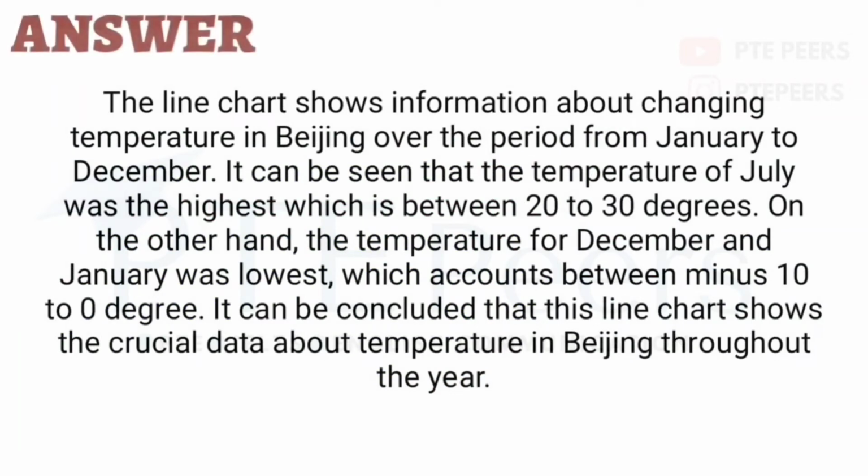The line chart shows information about changing temperature in Beijing over the period from January to December. It can be seen that the temperature of July was the highest, which is between 20 to 30 degrees. On the other hand, the temperature for December and January was lowest, which accounts between -10 to 0 degrees. It can be concluded that this line chart shows the crucial data about temperature in Beijing throughout the year.